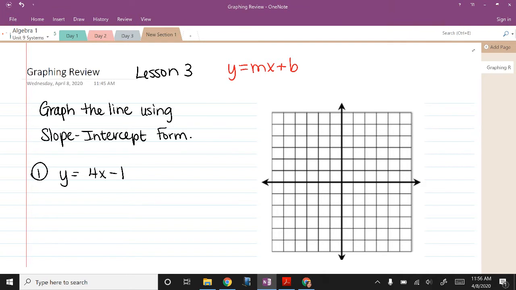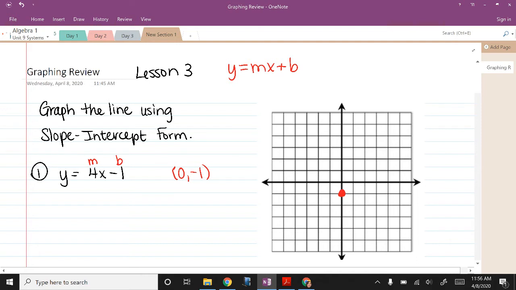So if you look at example 1, you can see that that equation is already in slope-intercept form. The y is by itself. The 4 that is with the x is our slope. And the -1 at the end is our b, which is our y-intercept. So when we begin graphing, we're going to start with our b, which is -1. So we're going to graph the point 0, -1 on the y-axis. So your first point is always on the y-axis. This one is at -1.